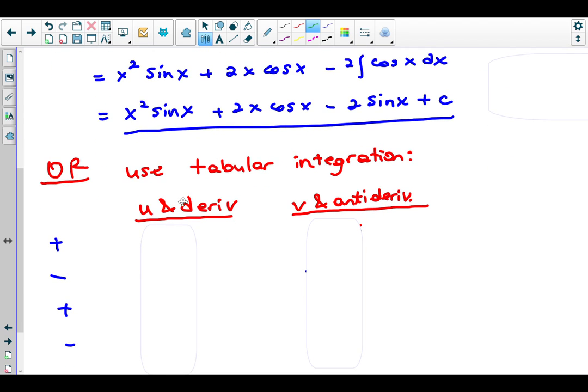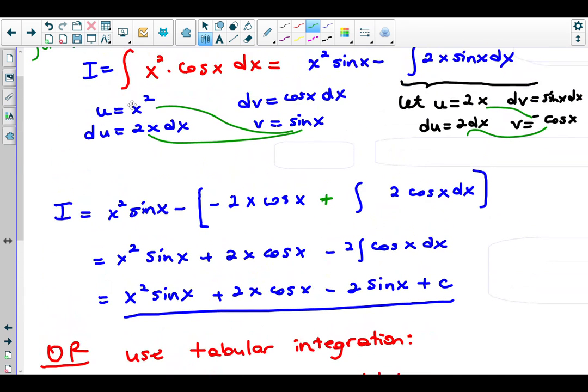One column will be u and its derivatives. One column will be v and its antiderivatives. Another column will be alternating in sign, plus minus, plus minus. Okay, so remember that our u was x squared, and out of dv, we got v equals sine x. So to do the tabular integration, you have to go back to the original assignment of u and dv. So you still have to do this part exactly as it is. And from here, you're going to extract what is u and what is v.